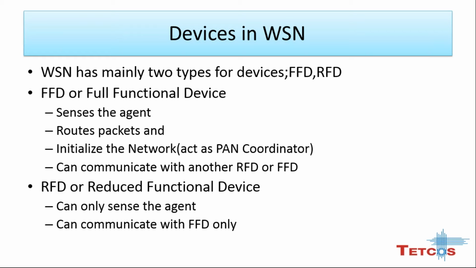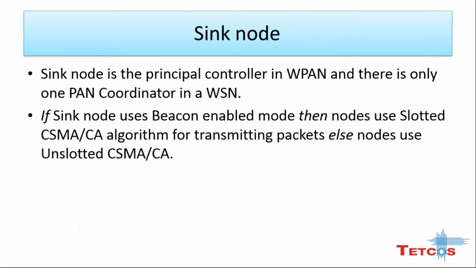Then RFD is reduced functional device. As the name suggests, it has some reduced functionality: it can only sense the agent and can communicate with FFD only. So these two types of devices we use in WSN.